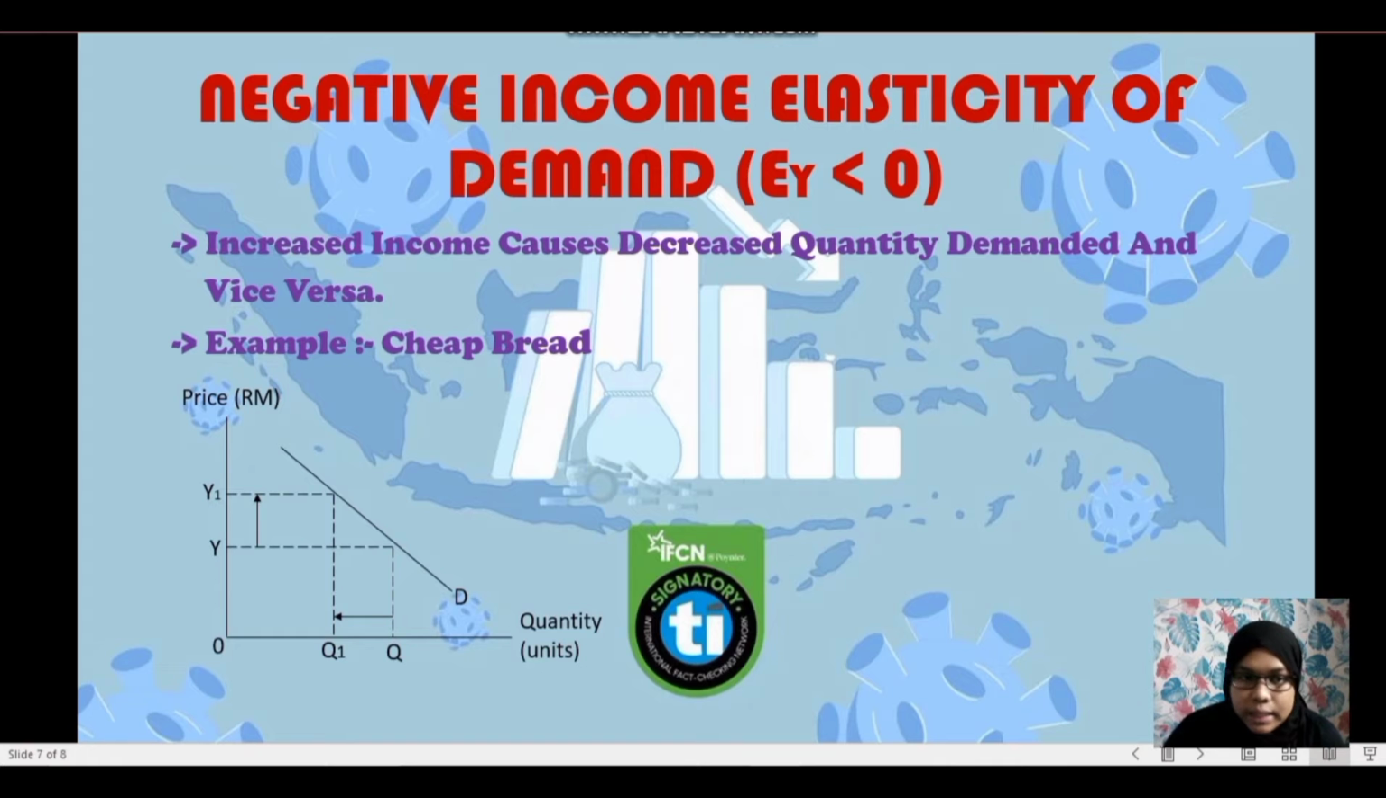Second, negative income elasticity of demand. If the quantity demanded for a commodity decreases with the rise in income of the consumer, it is said to be negative income elasticity of demand. For example, as the income of consumers increases, they either stop or consume less of inferior goods, such as cheap bread.